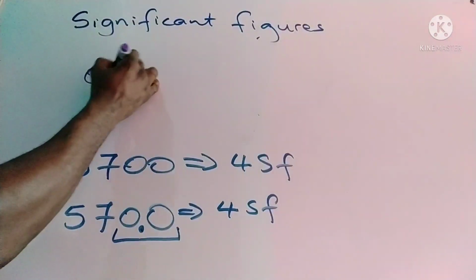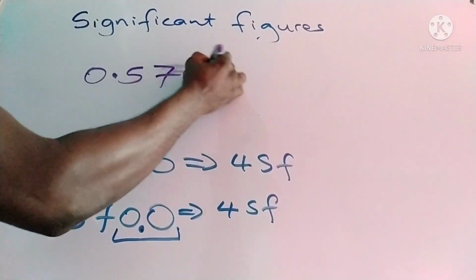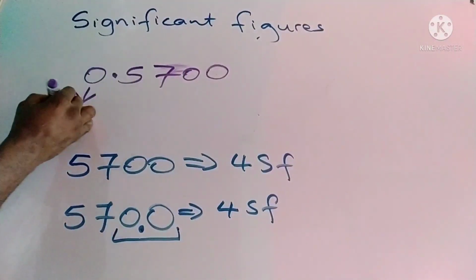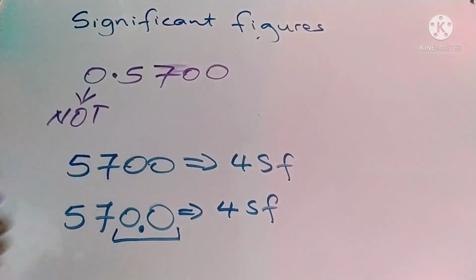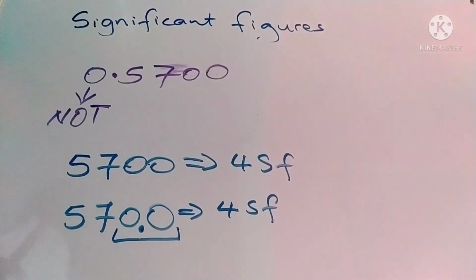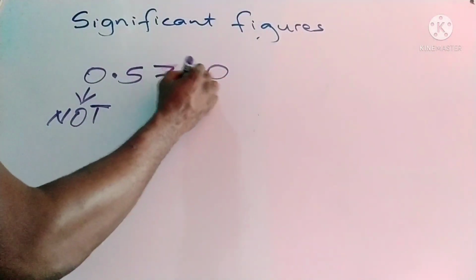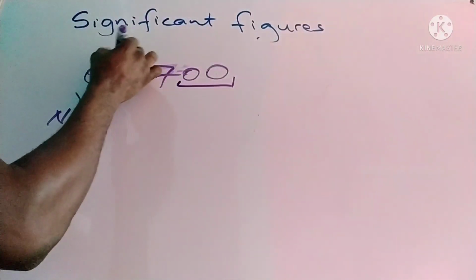Even if we have 0.5700, this 0 is not significant because leading zeros are never significant. However, these two zeros will be significant because of the decimal point.